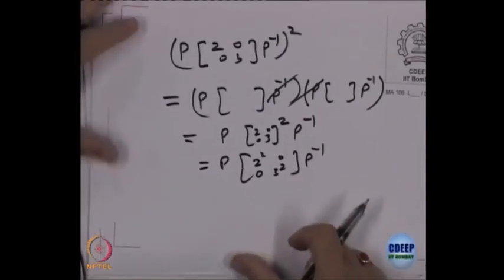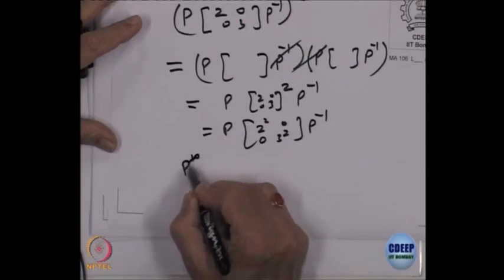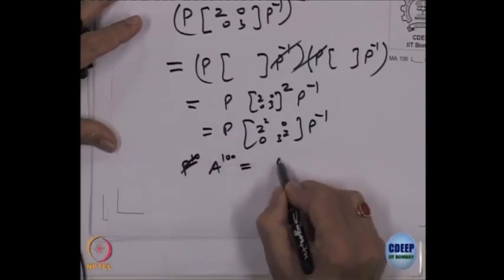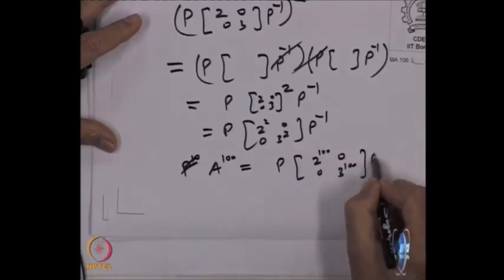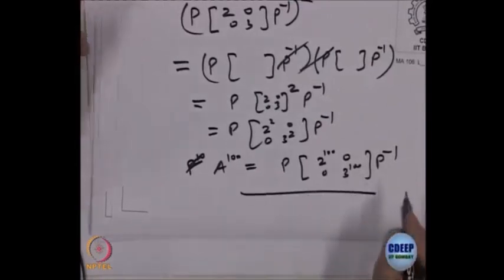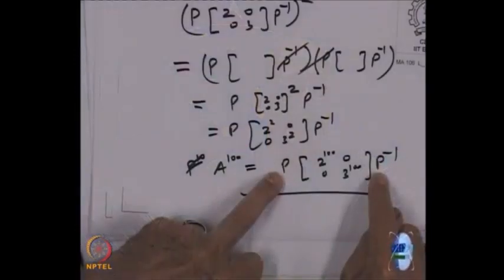So, what will be A to the power 100? That will be P times 2 to the power 100, 0, 0, 3 to the power 100, times P inverse. See, the computation of the powers of a matrix becomes very easy, because on the right hand side we have a diagonal matrix, for which powers are very easy to compute. I have to only find out what is P and what is P inverse, actually only one matrix and its inverse. Such a result is what is called diagonalizability of a matrix A.